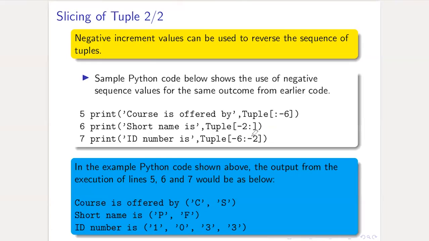We can get the ID number by giving a range here, starting from 2 from the end up to the 6th one from the end. Negative indicates starting from the end.